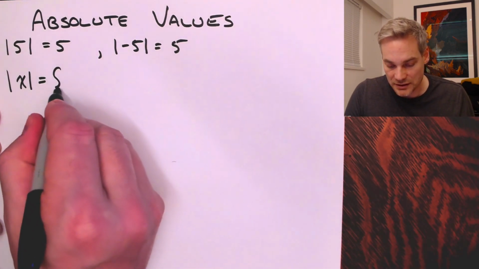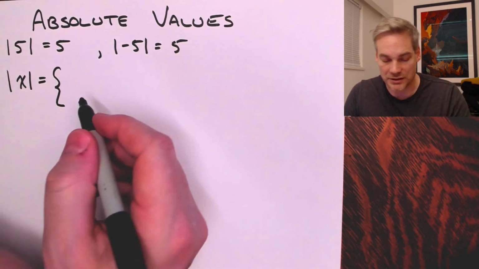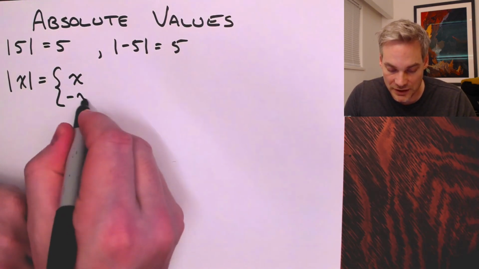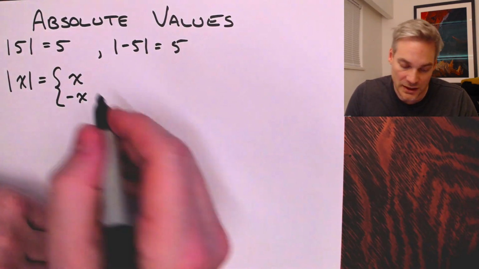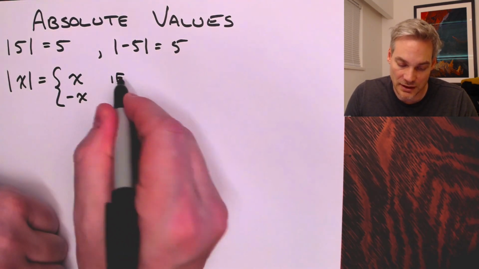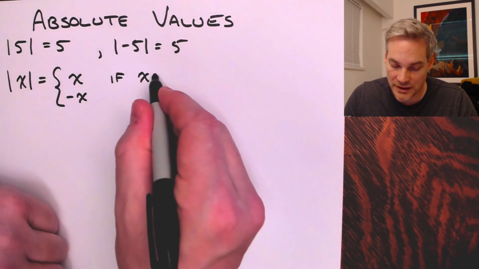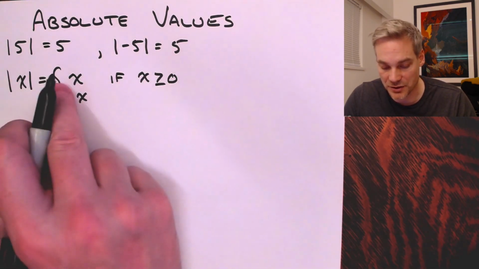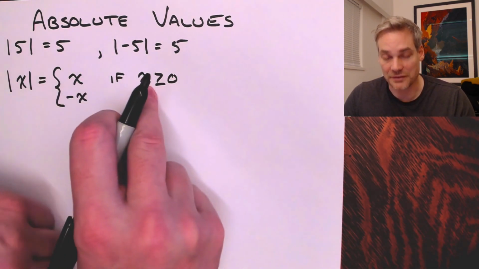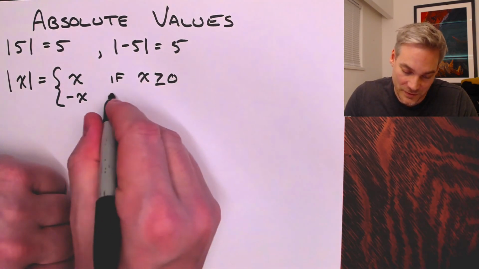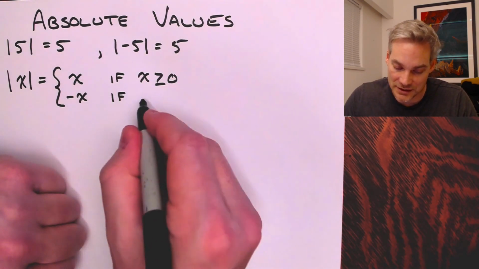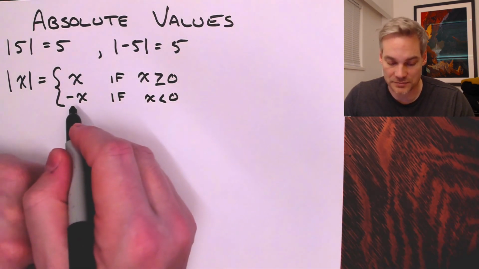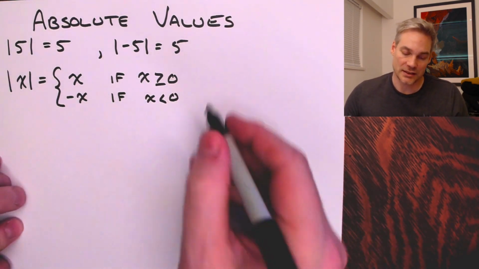Well, I'd write this as a set of two different equations. So in this case, I'd have an x or I'd have a negative x. And I choose the positive if x is greater than or equal to 0, which is to say that I choose the positive x if x is positive, and if x is less than 0, then I choose a negative.